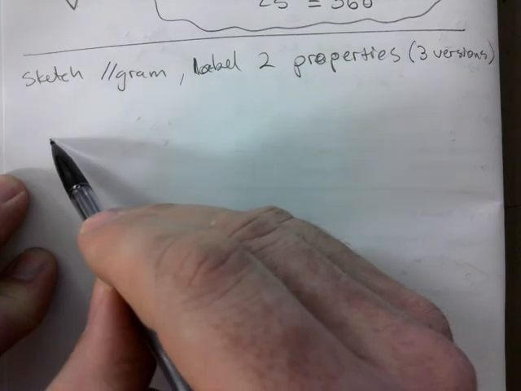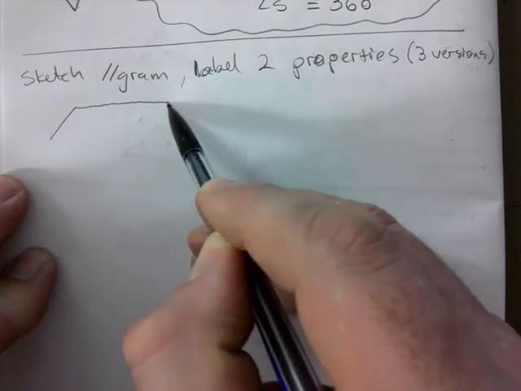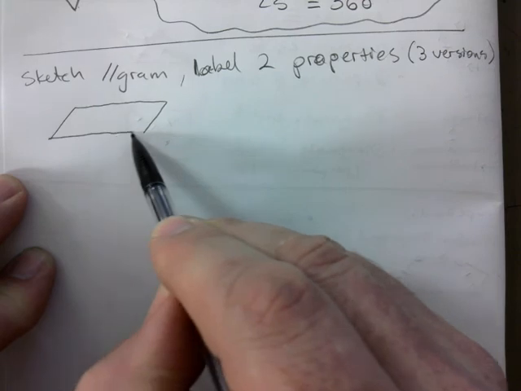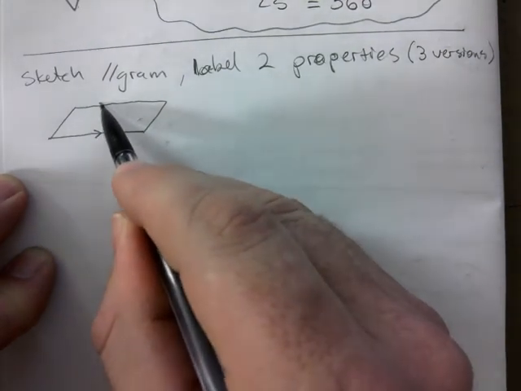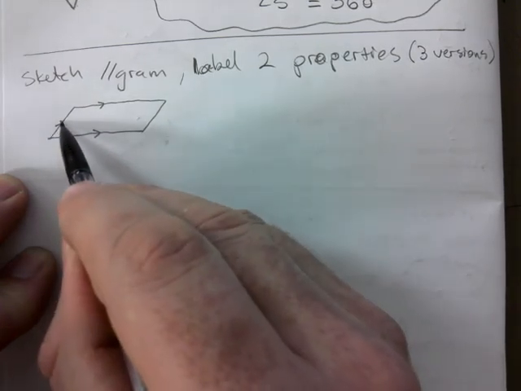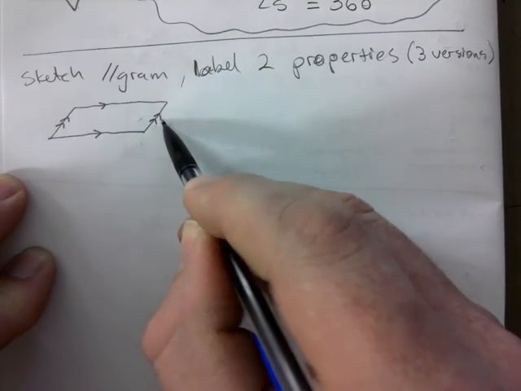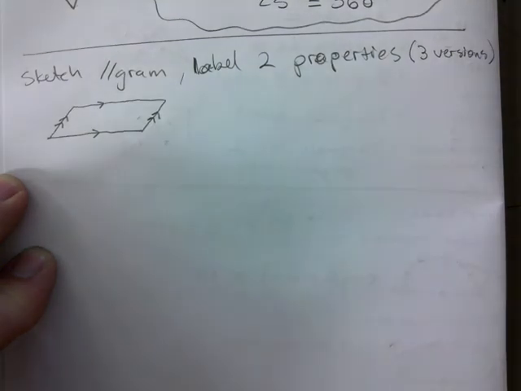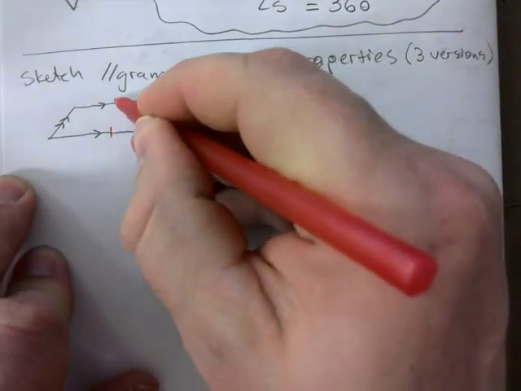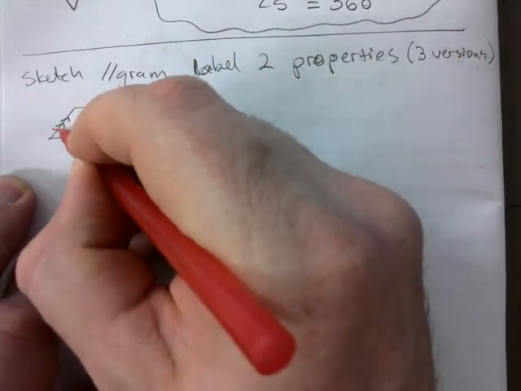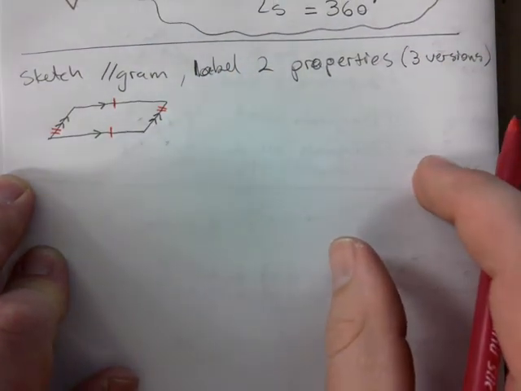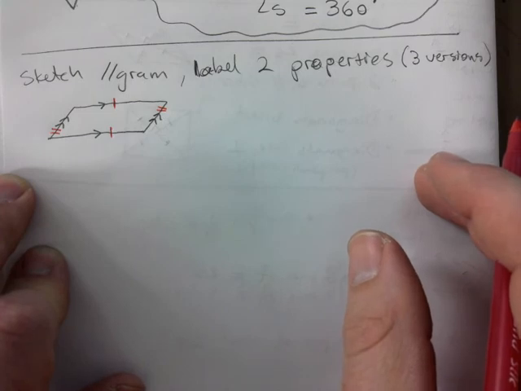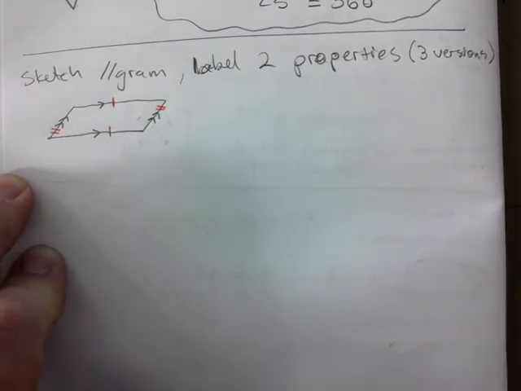Parallelogram looks like this. This is version number 1. Label one property. This is one property. Parallel. These two are parallel. These two are parallel. Property number one. What else can we say? That this side is the same as that side, and this side is the same as this side. That's version number one. You've done it. You got 2 out of 2 marks there. Not too bad, is it?